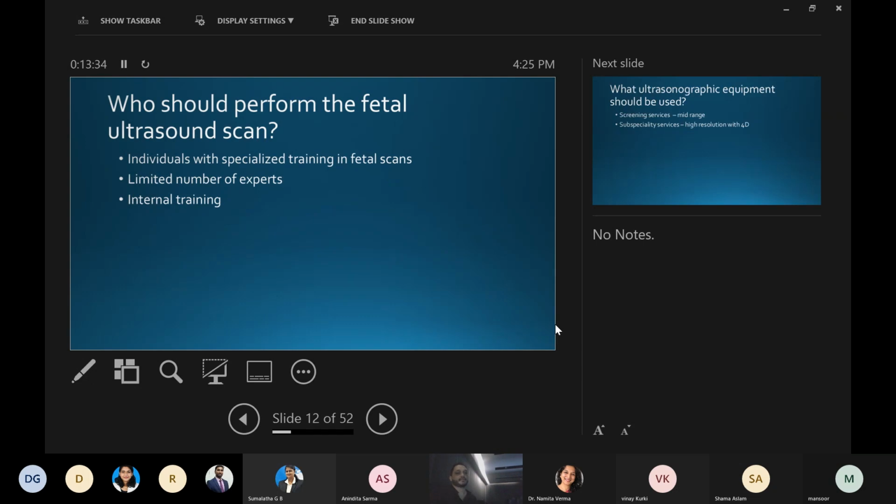So who should perform the scans as per the ISO guidelines, all international guidelines? Only individuals with specialized training in fetal scans should perform the fetal ultrasound. Now, there is always a limitation of such experts who are specialized in fetal medicine. So it's nothing to worry. We will have an internal training program, and we will have a tie-up with external experts to provide training to our doctors. So we'll make sure we are all getting proper training in fetal medicine.